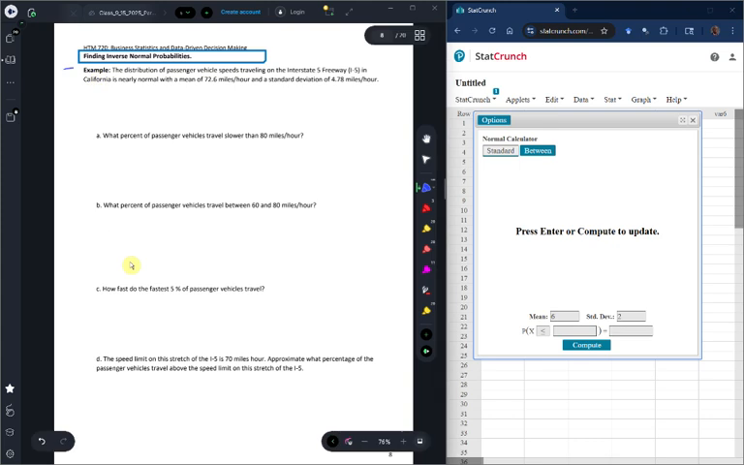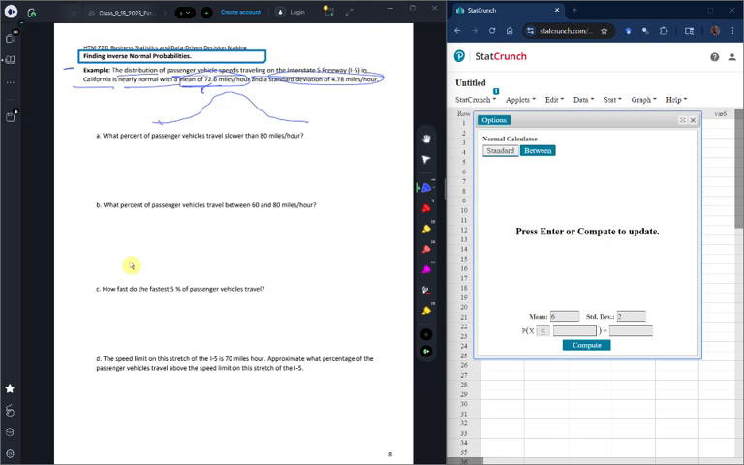In this example, we are told that the distribution of passenger vehicle speeds traveling on Interstate 5, I-5 in California, is nearly normal with a mean of 72.6 miles per hour and a standard deviation of 4.78 miles per hour. So if I were to sketch that, I'll have a normal distribution, not drawn to scale, and the mean is 72.6 and the standard deviation is 4.78.